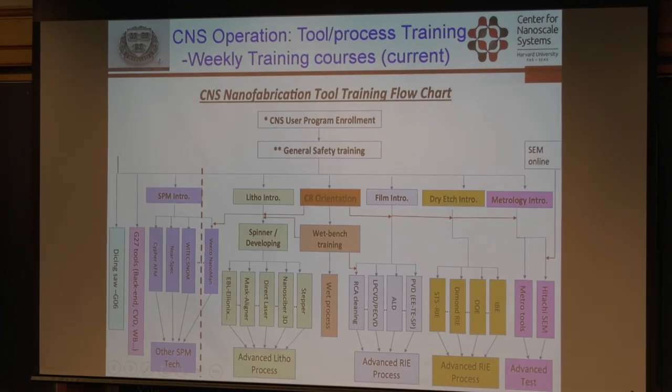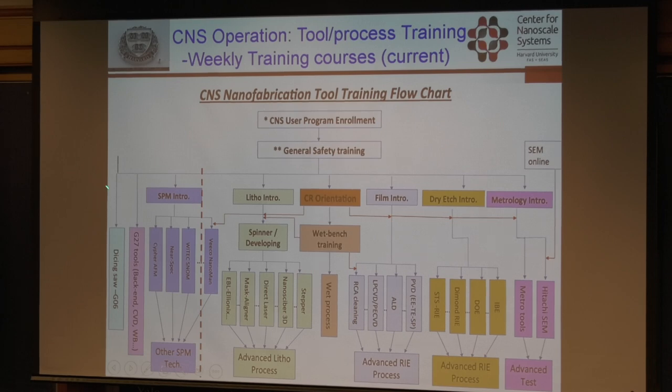And also, right now we have more than 170 pieces of equipment, and we generate this training flowchart. From the safety training, they go to different levels. Especially, you think about some users without any clean room experience, so you need to train them up quickly. So that's kind of a challenging task.